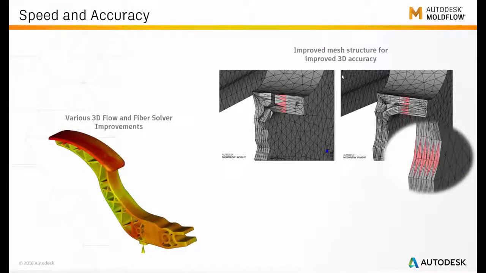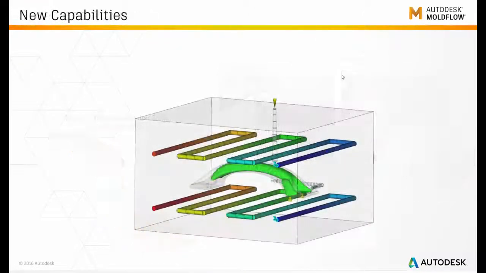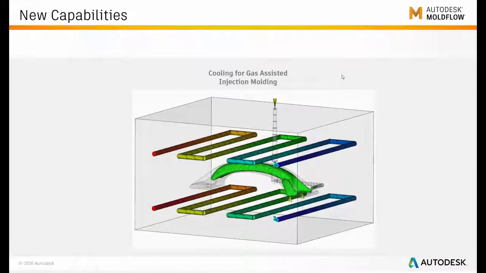We made some changes in the way we create tet meshes. Instead of 6 layers through the thickness, we now create 10 layers by default, and the structure of the mesh has changed a little bit to improve numerical stability. We made a number of changes to the solvers to improve accuracy. We added cooling to the gas-assisted injection molding.